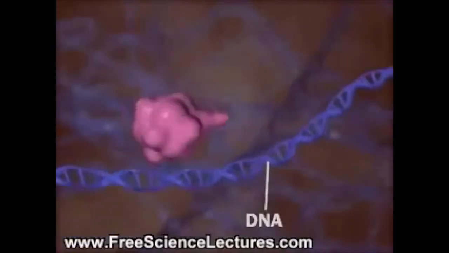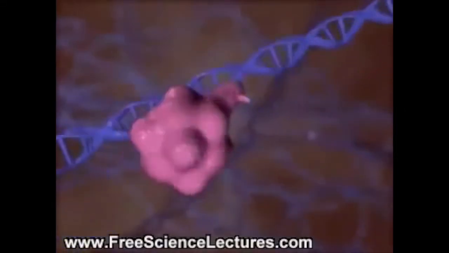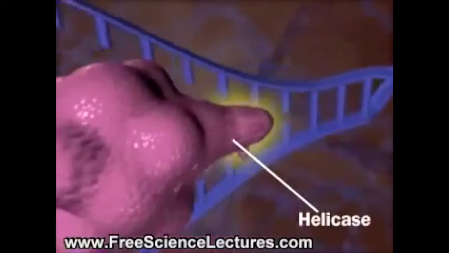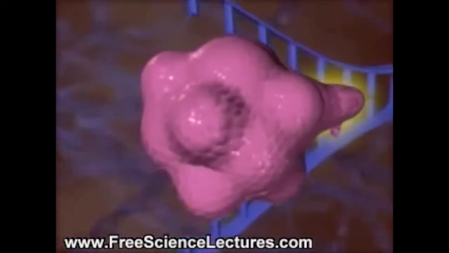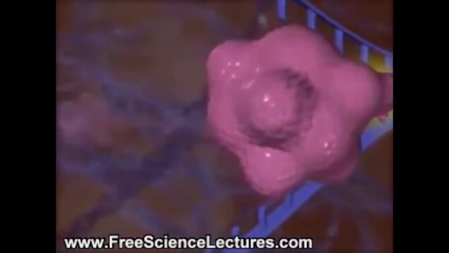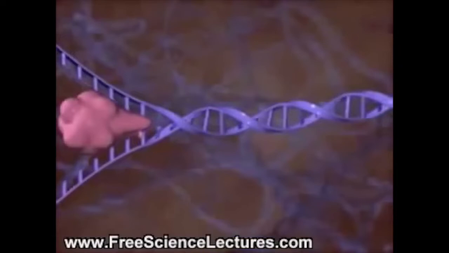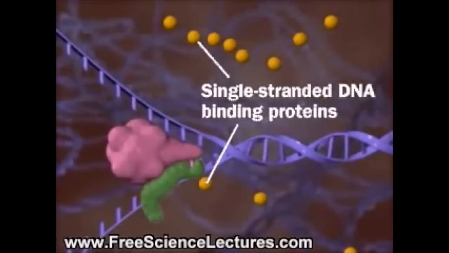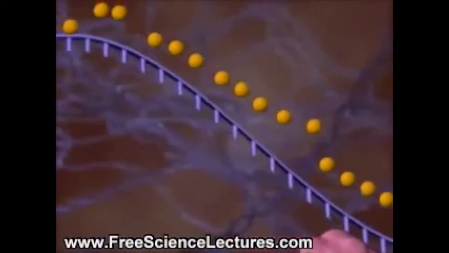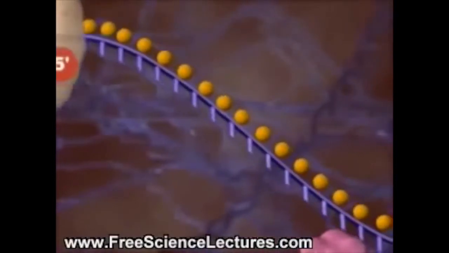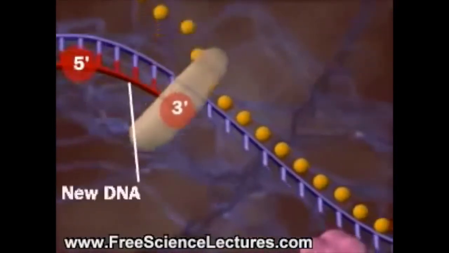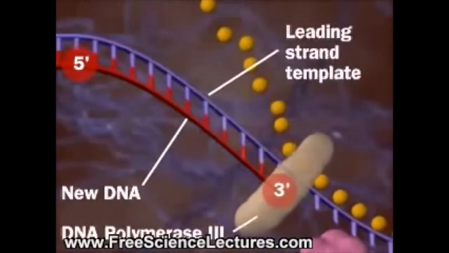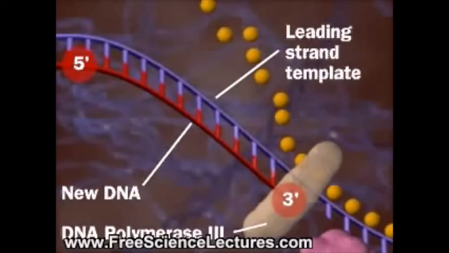When DNA replicates, its strands are separated by the enzyme helicase. Single-stranded DNA binding proteins keep the strands from re-annealing. One DNA strand encodes the leading strand, which forms from its 5' to its 3' end, using DNA polymerase III.